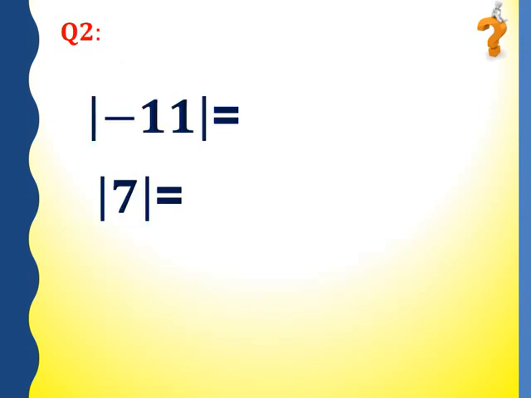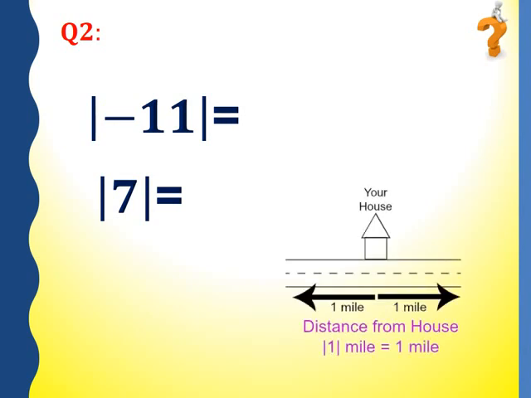Second question, I need to find the absolute value of negative 11 and the absolute value of 7. Let's remember that absolute value means finding the value of the integer regardless of its direction or sign. So any negative integer comes out of the absolute lines as a positive integer. So the absolute of negative 11 gives me 11, and the absolute of 7 gives me 7.